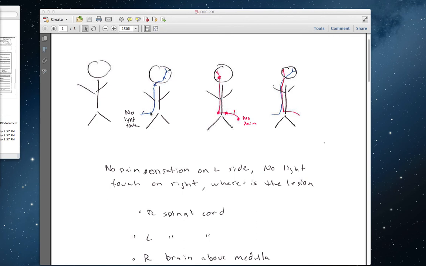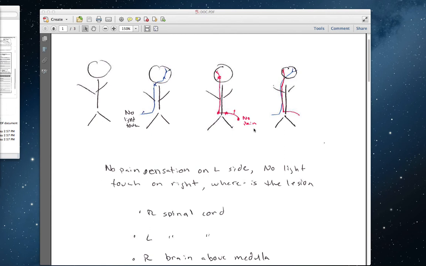Okay, so anywhere along here could be responsible for giving me a situation where I have no light touch on the patient's right side, which is over here. What about no pain sensation on the left side? What could be accounting for that? And then in a separate drawing, I just depicted that. I kept it separate because that keeps it simple, so you don't tend to get confused as easily. If you want to end up combining it, you can, but you may be able to keep things straight better this way.